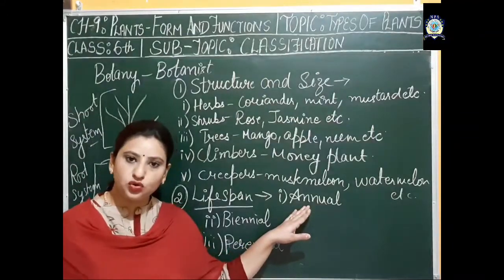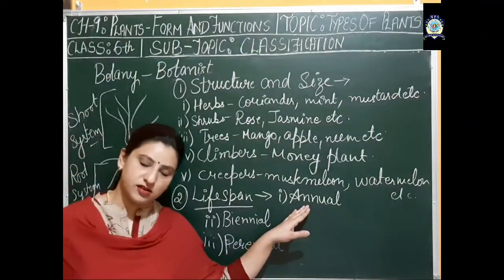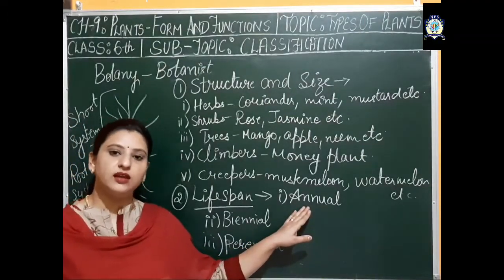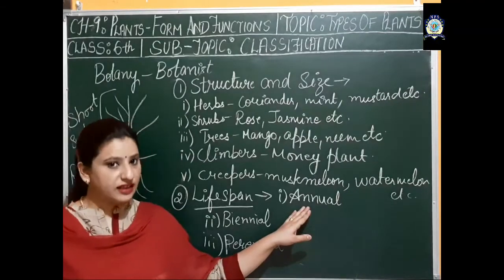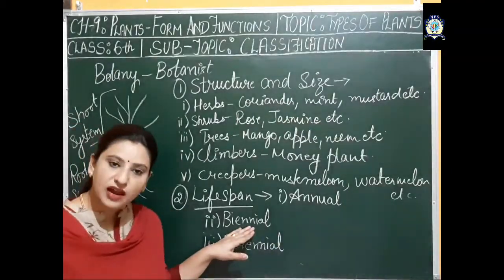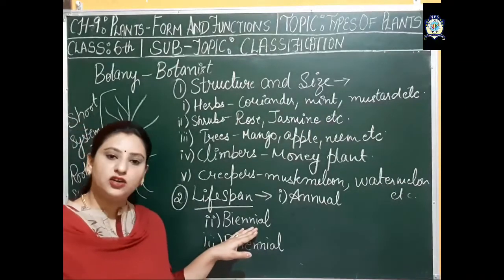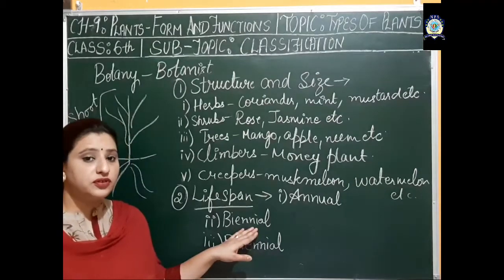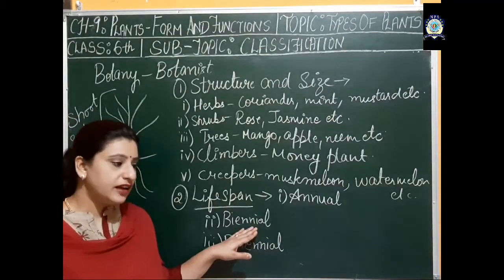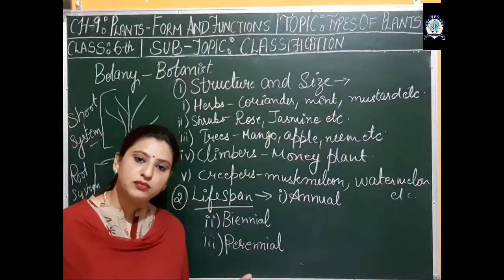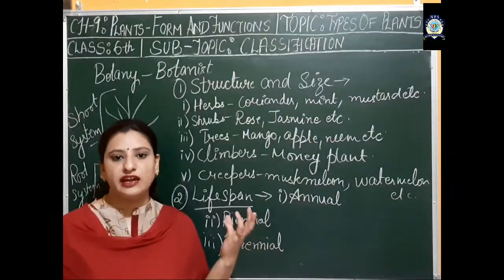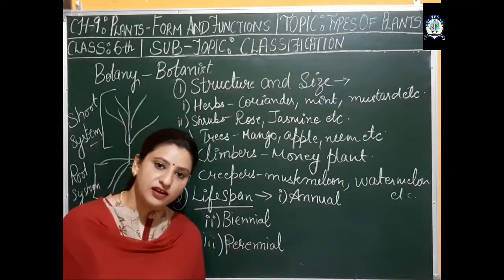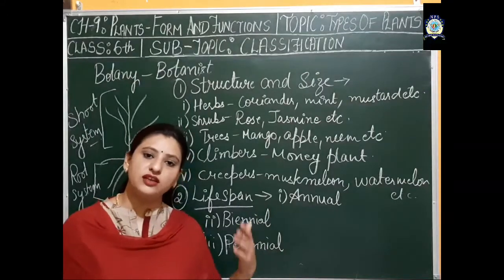Annuals are those which have a lifespan of 1 season. Examples of such plants are mustard and pea. Biennial plants are those plants which have a lifespan of 2 years. In the first year the vegetative parts, meaning the root, stem and leaves, grow in the plant, and in the second year the reproductive parts, meaning flowers and fruits, grow.